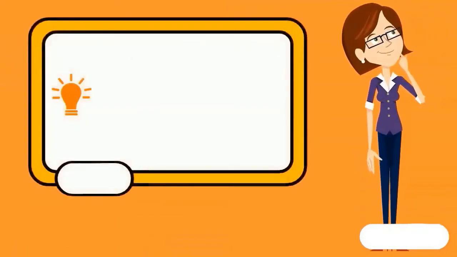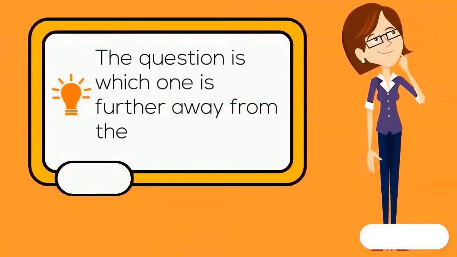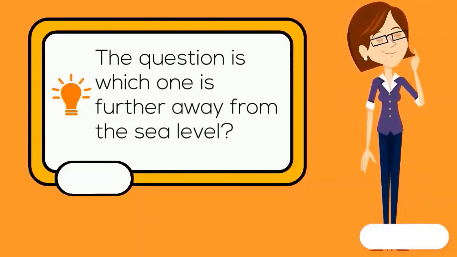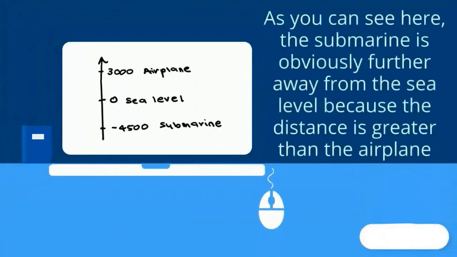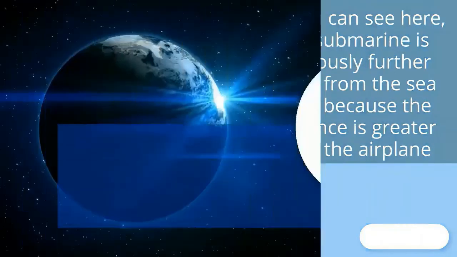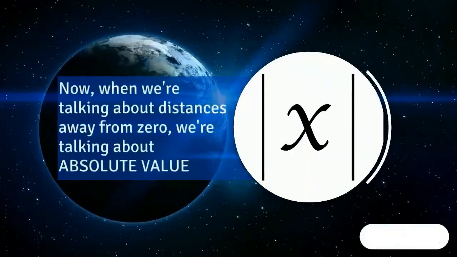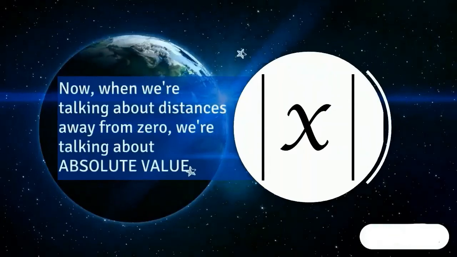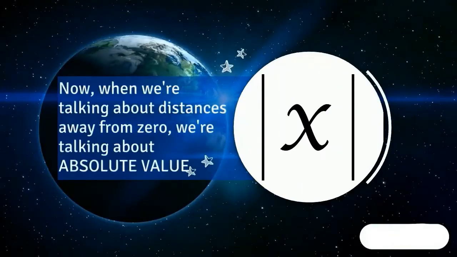The question is, which one is further away from the sea level? As you can see here, the submarine is obviously further away from the sea level because the distance is greater than the airplane. Now, when we're talking about distances away from zero, we're actually talking about absolute value.